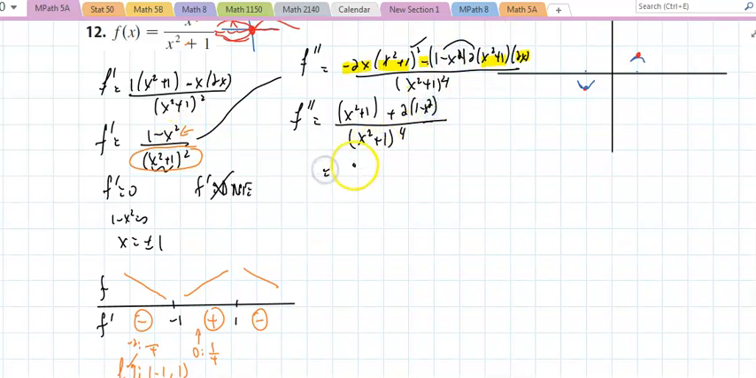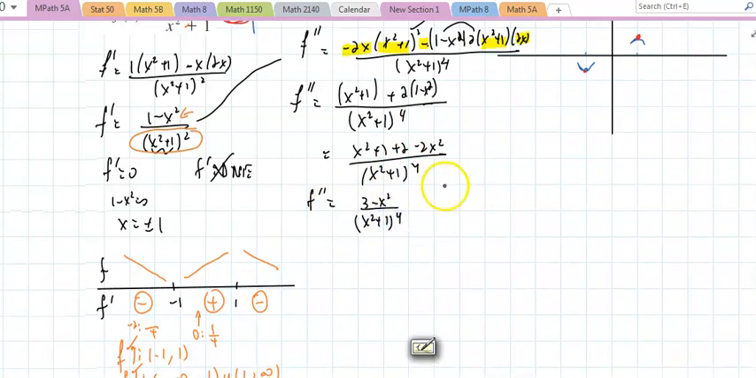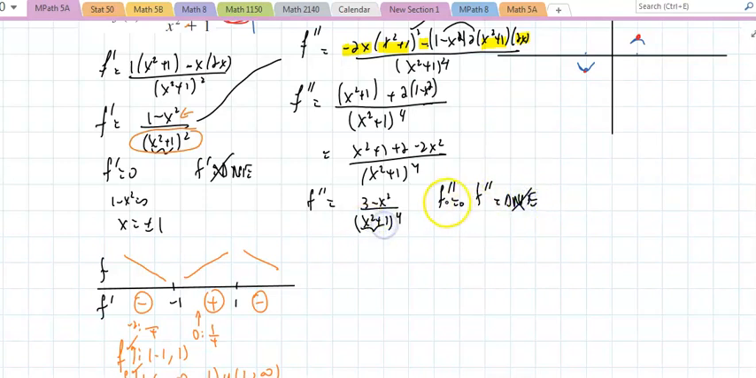So I'm just doing that for you. Notes: x squared plus 1 plus 2 minus 2x squared over x squared plus 1 to the 4th. The second derivative is 3 minus x squared over x squared plus 1 to the 4th. Now, where does the second derivative equal 0? Where does the second derivative not exist? Well, this is not going to happen anywhere because the denominator can't equal 0.